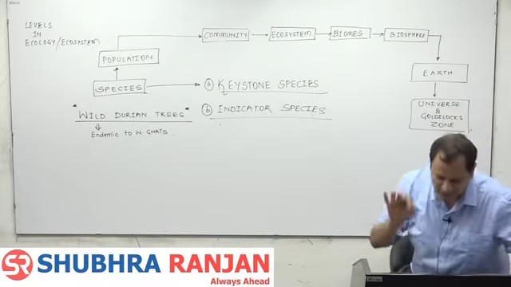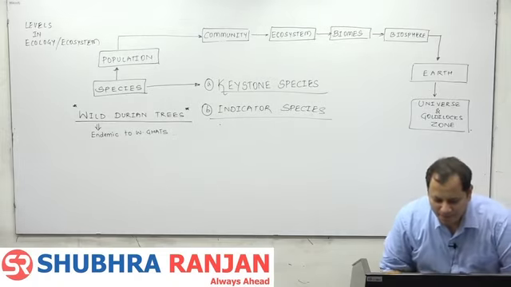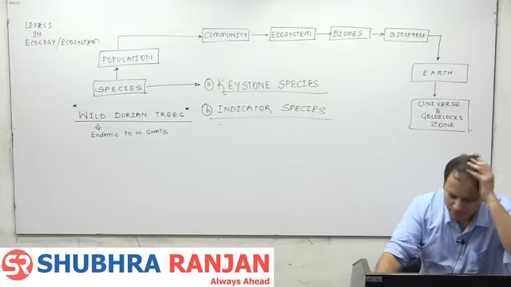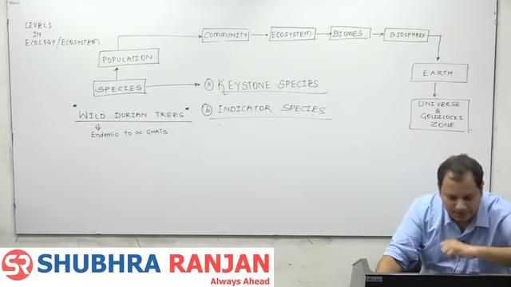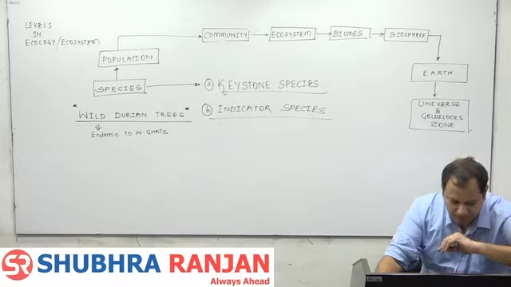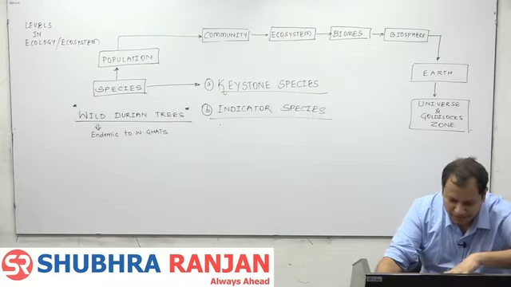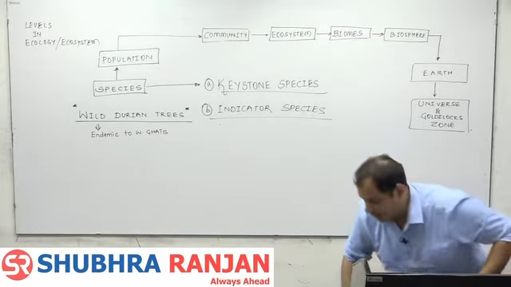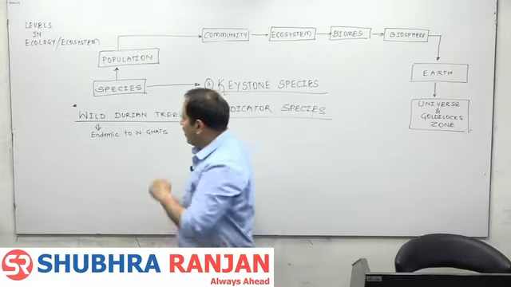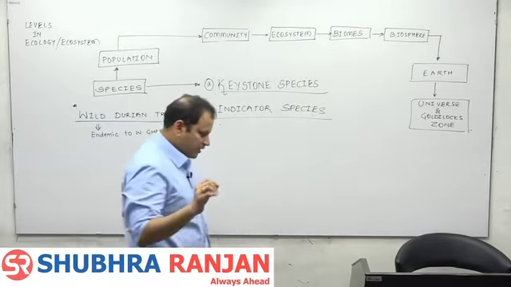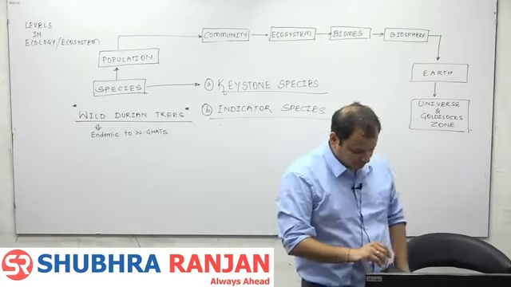Fine? So you can take down: indicator species is the one whose presence or absence or abundance reflects a specific environmental condition. And the indicator species will serve as an early warning mechanism.